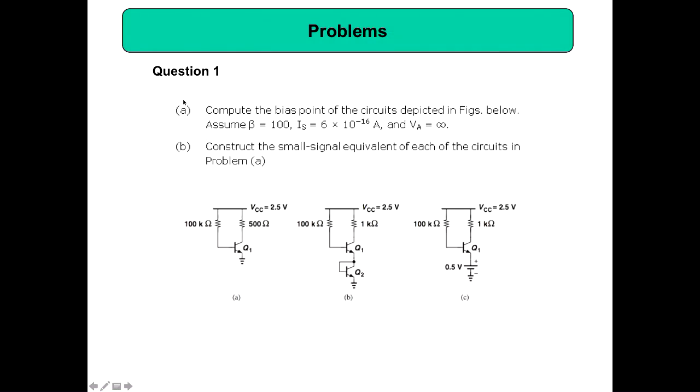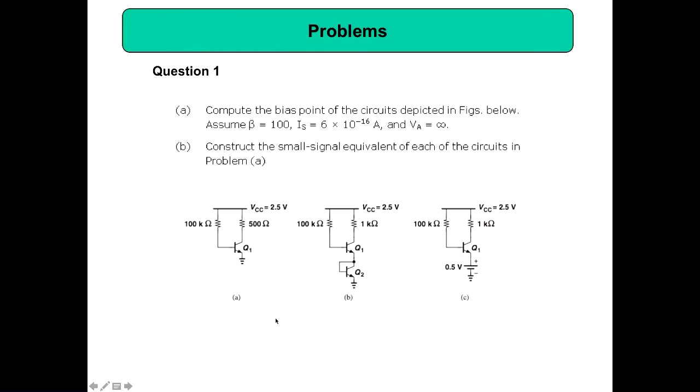So the first one is: compute the bias points of the circuits depicted below. You have three circuits. Then, after the bias points, construct the small signal equivalent of each of the circuits in the problem. So in all the circuits, you have to construct the small signal model.